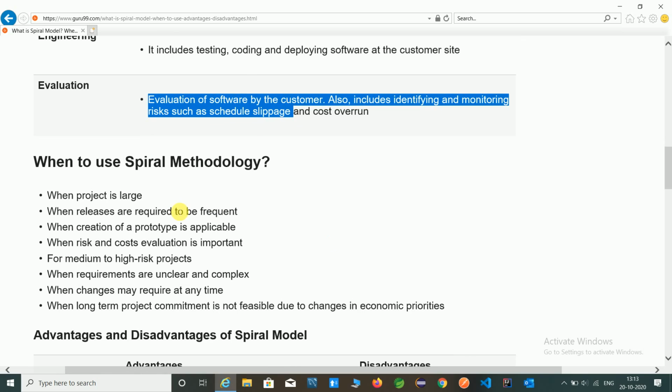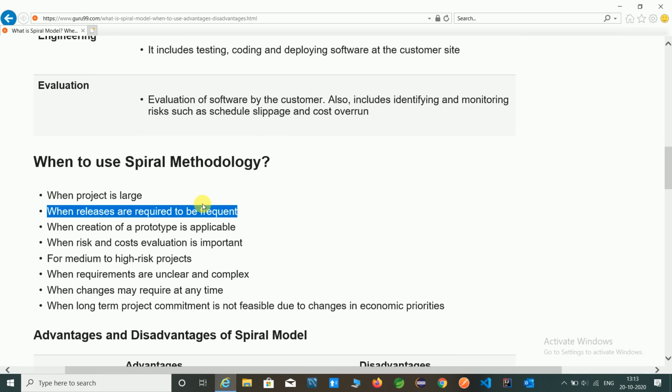When to use the spiral methodology? When the project is large, when releases are required to be frequent, or when some projects are required to be published in the market, so we can publish with the help of a small requirement and small development. In the market you can see multiple projects being done with this spiral methodology.